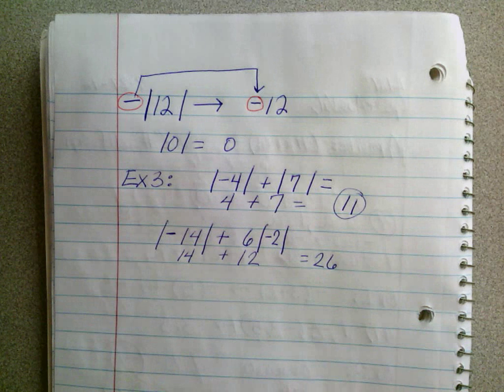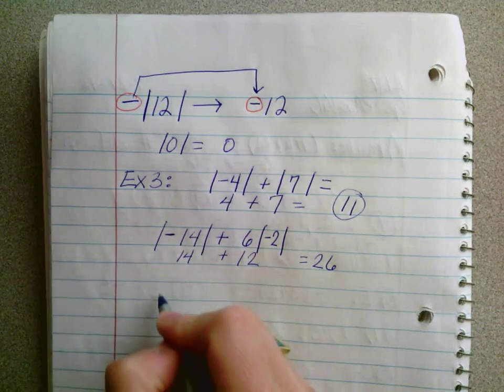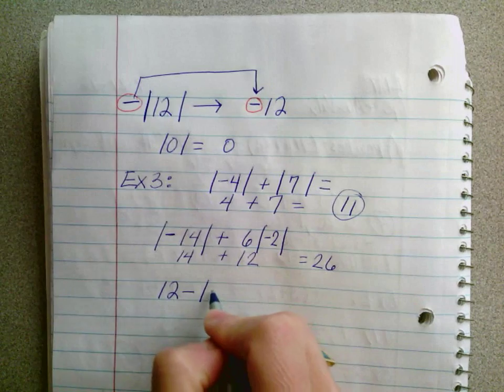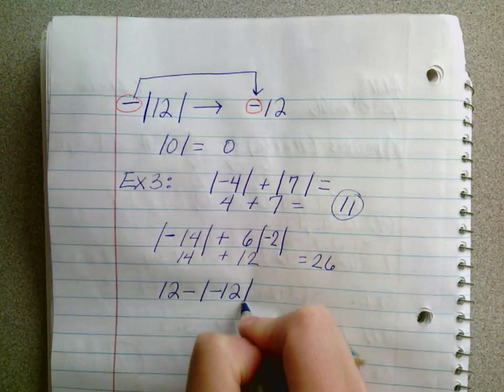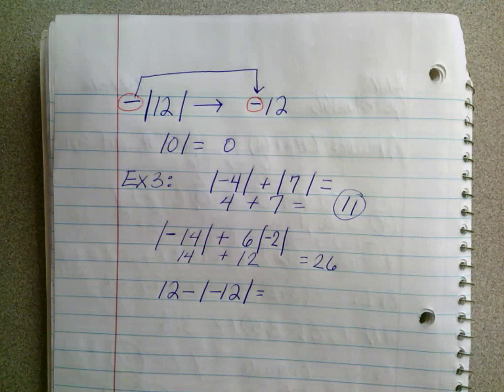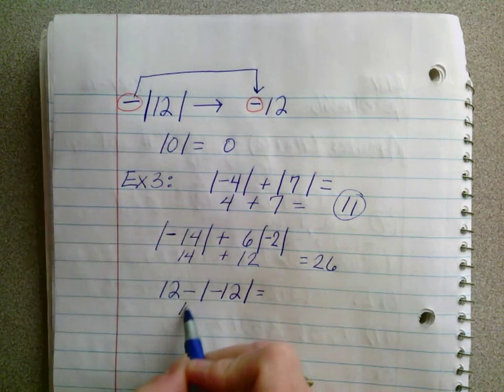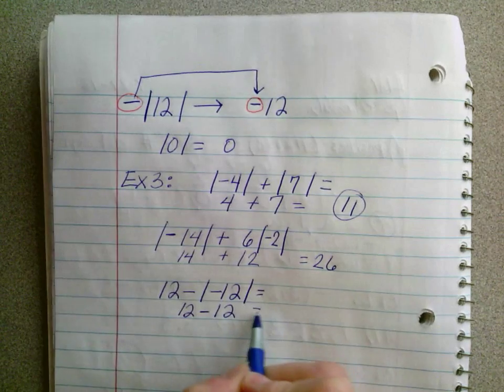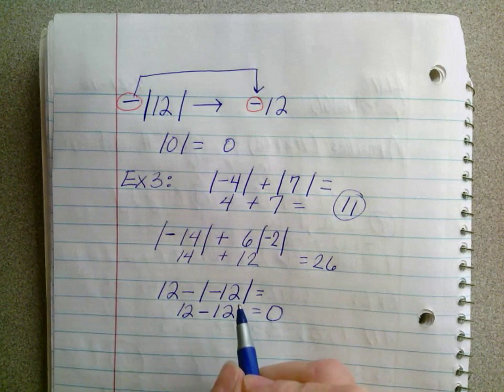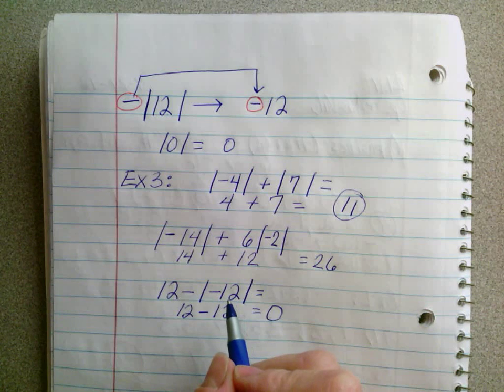Good. Now, sometimes you might be asked to give a difference. Like this. 12 minus the absolute value of 12. What's the end result? 0. 12 minus 12. Okay.